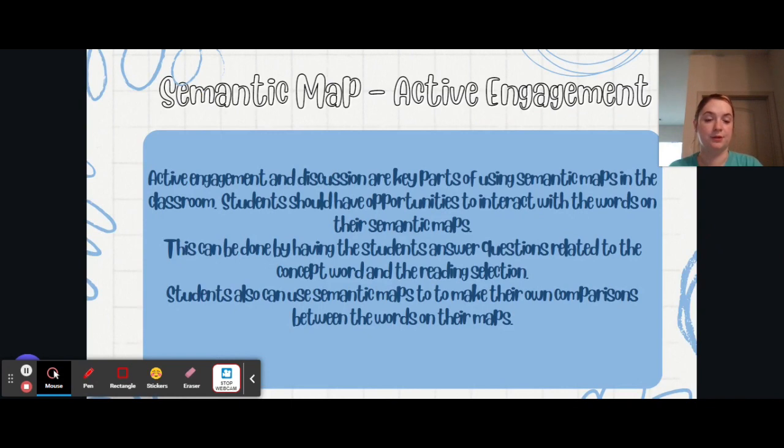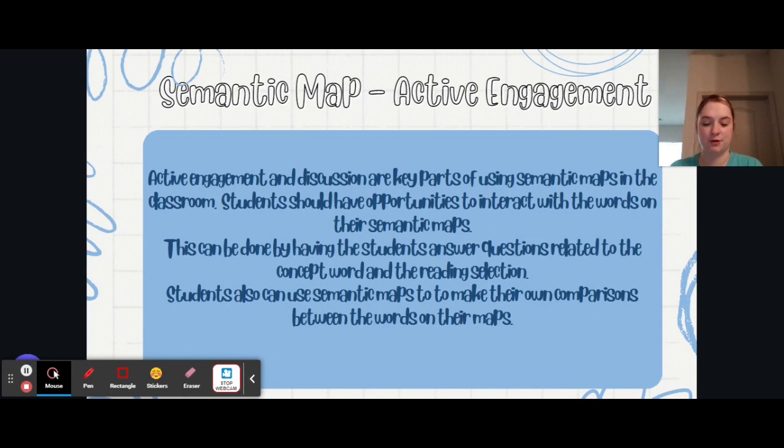Active engagement is a really crucial part of semantic maps. Students should have opportunities to interact with the words on their maps. That's the whole point of understanding them and how they relate to each other. This can be done by having students answer questions related to the concept word and the reading selection. Students also can use semantic maps to make their own comparisons between words on their maps. So you could have them compare and contrast the words in each category. Why are they similar? Why are they different? What links them together? But what takes them apart at the end of the day?